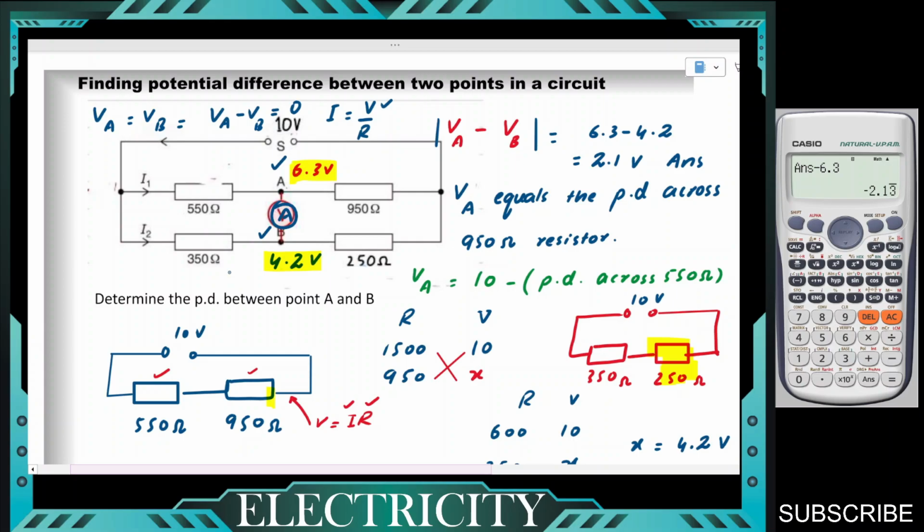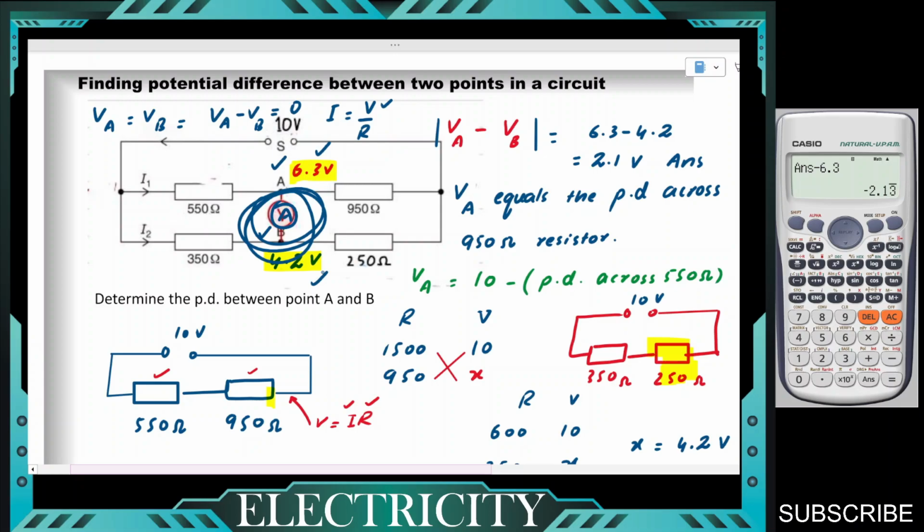Or what they can do is they can provide you with this data, that there is no current flowing through the galvanometer, no current flowing through the ammeter, or no current flowing through this resistor. So you would know that indirectly they are telling you that the potential at A equals the potential at B.